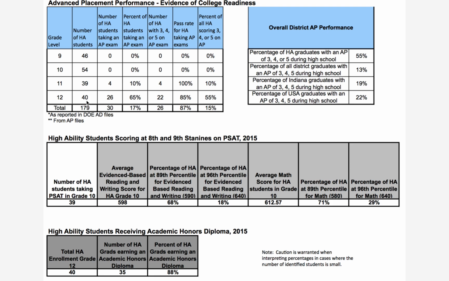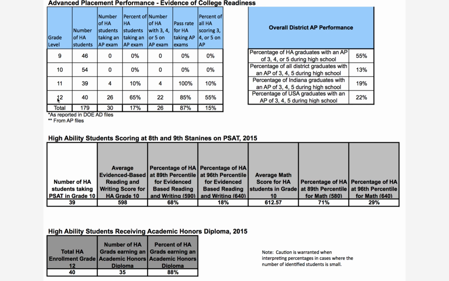Okay, so for example, if we look at 11th grade here, we can see this district had 39 kids identified as high ability in the 11th grade, but only 4 of those kids took an AP exam. So why are not very many kids taking advanced placement? That would be something I would want to ask.